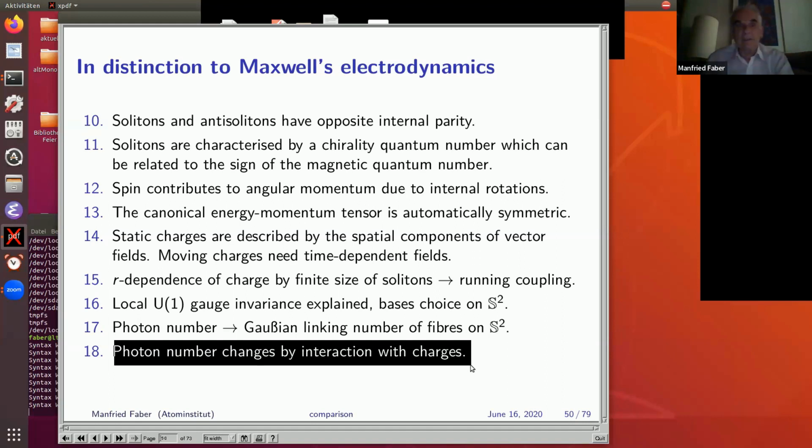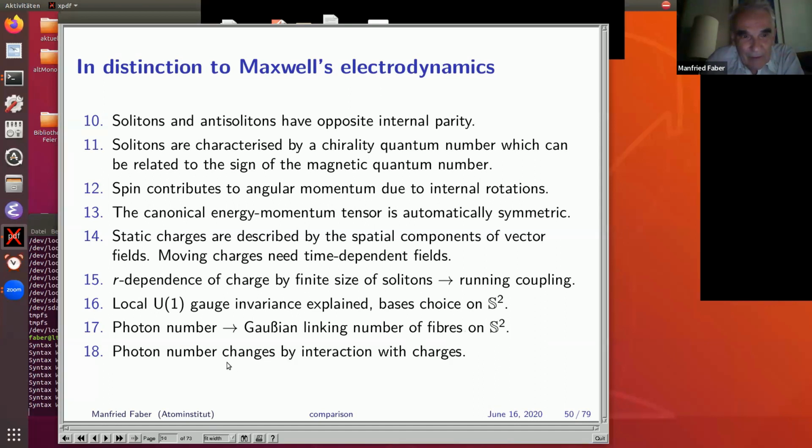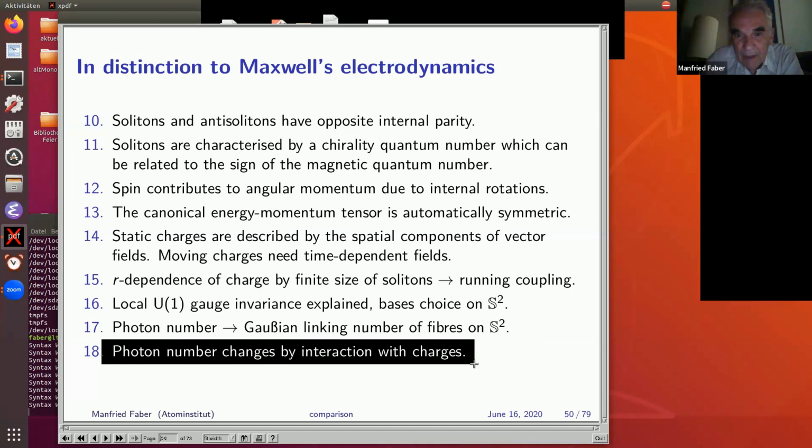In the case of positronium, the case is of course, in this model, a very complicated dynamical process. Photons have a linking number, so some fibers which are linking have to separate from the dipoles. If such a photon which has a linking number interacts with the charge, then it can change its spin.